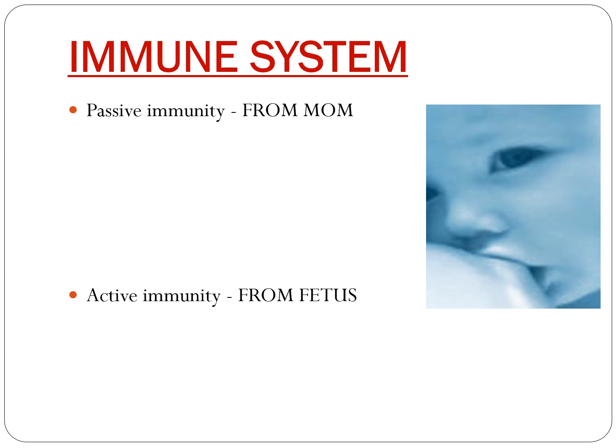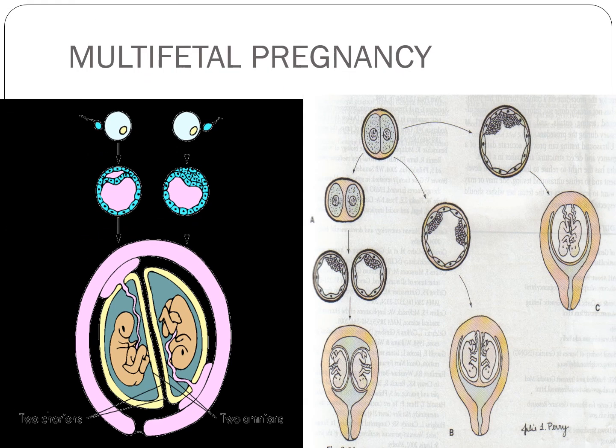Sinummarize na to, we have the immune system. Pag sinabing passive immunity, it is coming from the mother, active immunity from the fetus. Multi-fetal pregnancy: there could be chances na dalawa, instead na isa lang ang na-fertilize, there could be two, and those are the main discussion natin sa second semester.